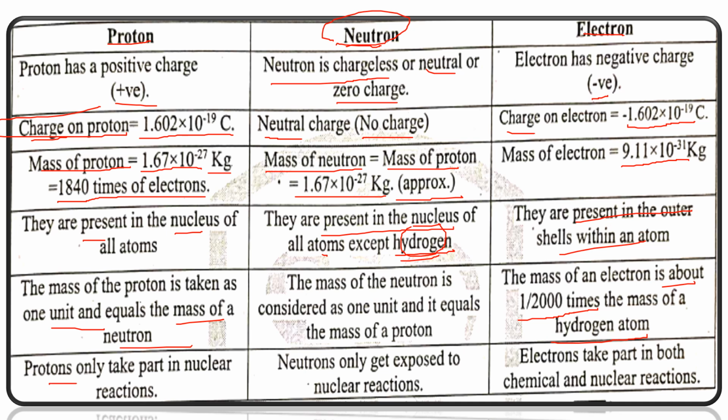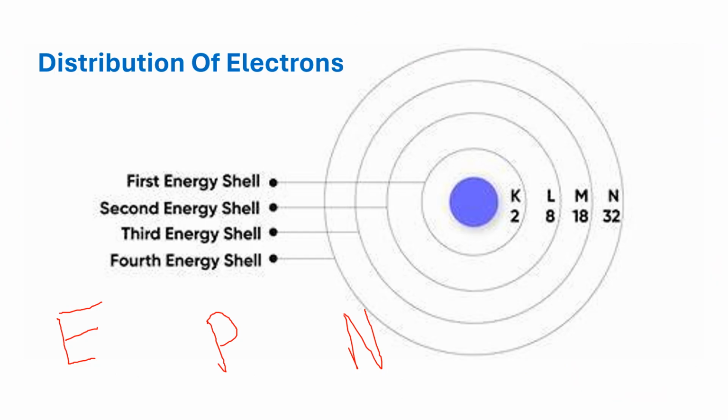Protons only take part in nuclear reactions. Neutrons are exposed to nuclear reactions, and electrons take part in both chemical reactions and nuclear reactions. The electron was discovered by the scientist Thomson. The proton was discovered by Rutherford. Remember this: the proton was discovered by Rutherford, and the neutron was discovered by James Chadwick.